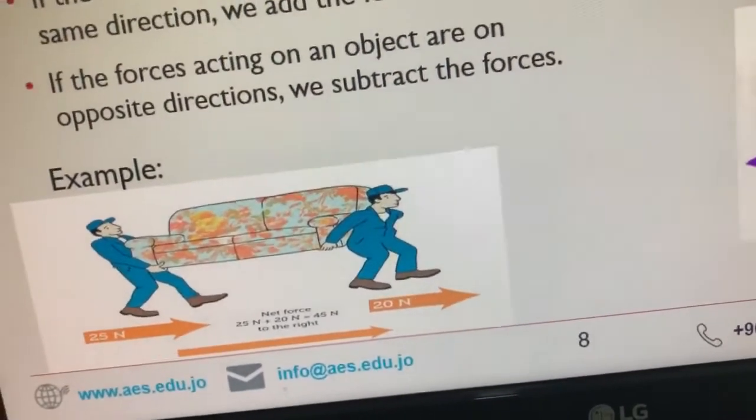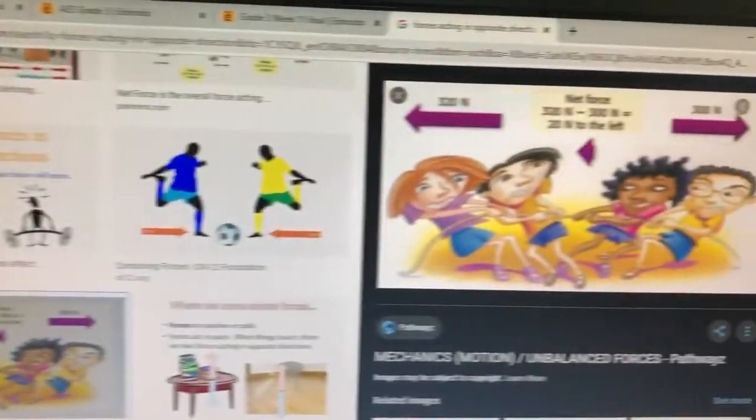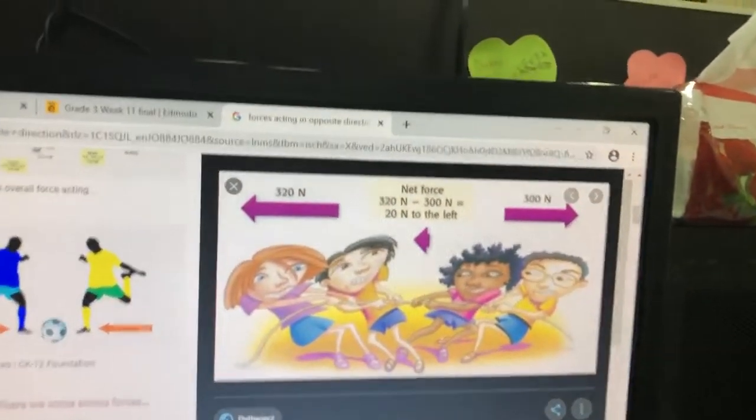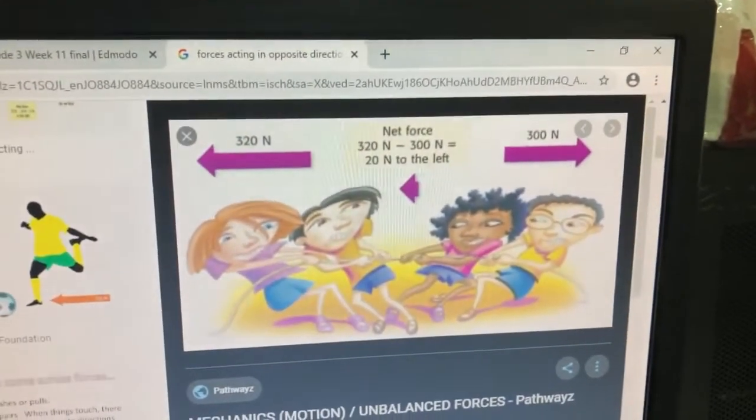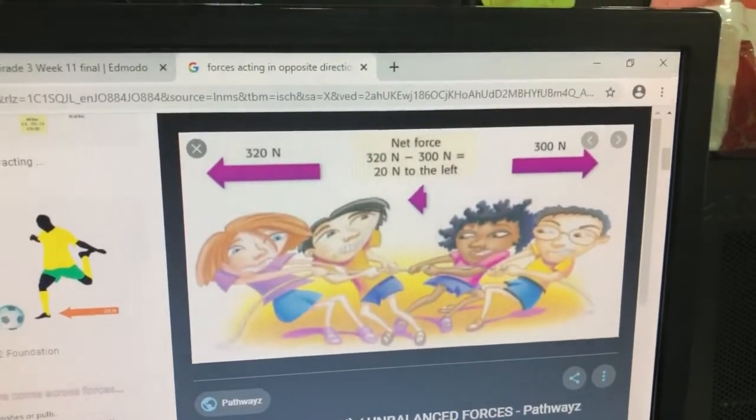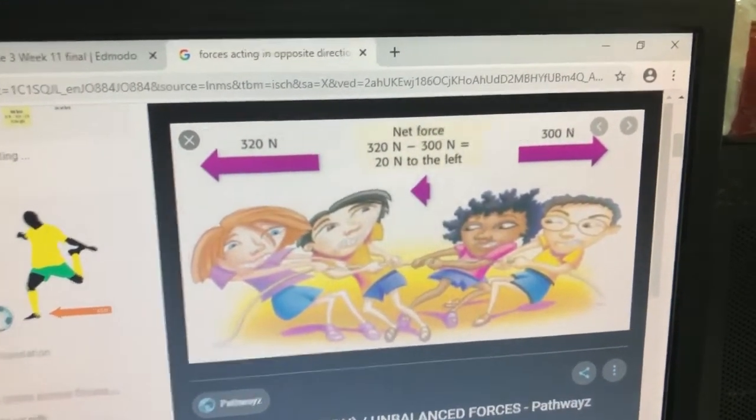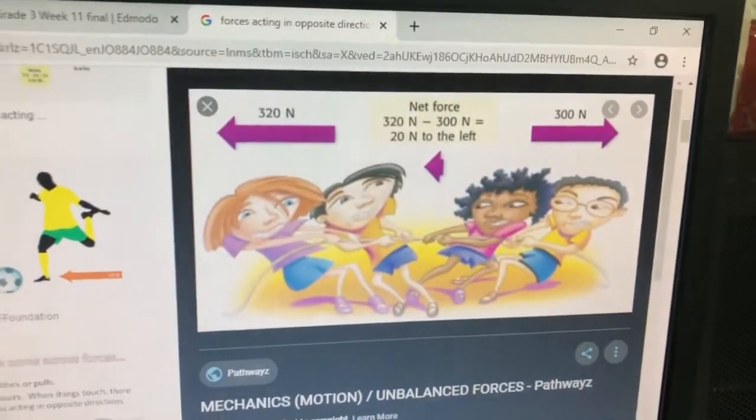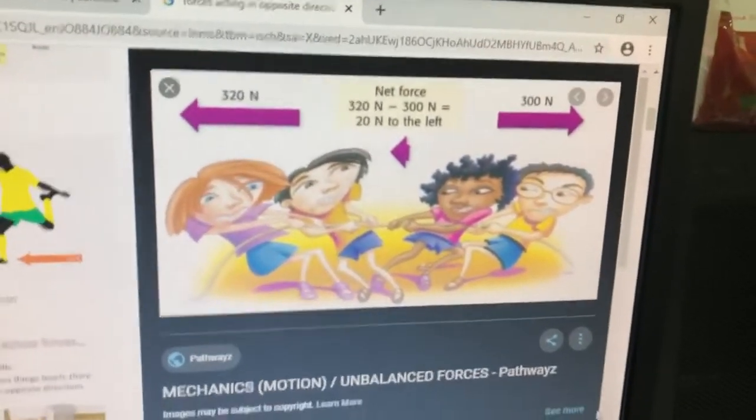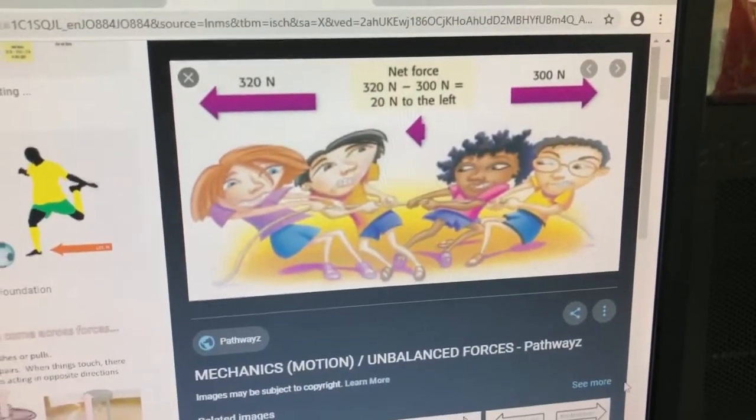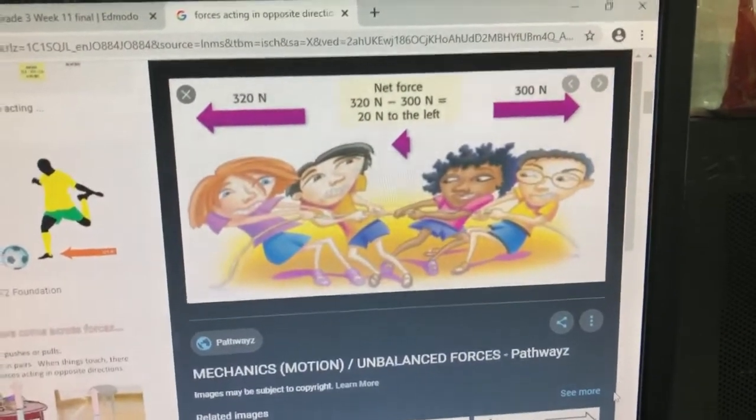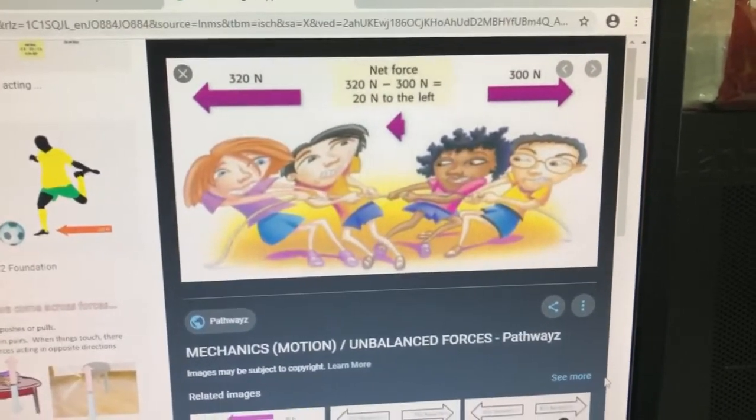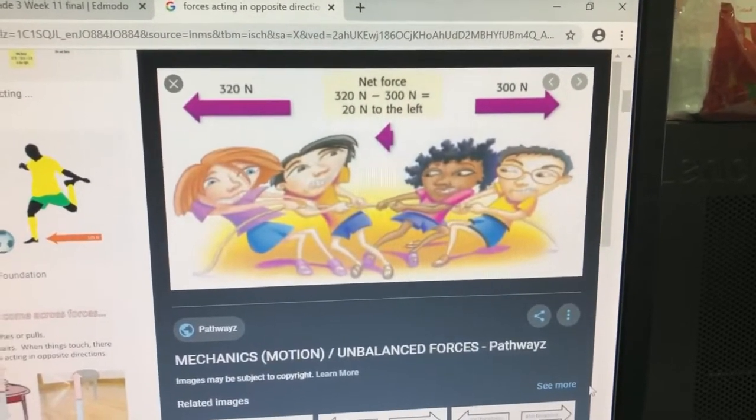All right, now I want to show you an example of forces that are acting in different, opposite directions. Look at this example. Look at the kids. They're pulling a rope, okay? We have two kids pulling to the left and two kids pulling to the right. Now in this case we have forces acting in opposite directions, so we calculate differently than the first example. We calculate this one by subtracting. The total force going to the left is 320 Newton, and the total force acting on the right is 300 Newton.